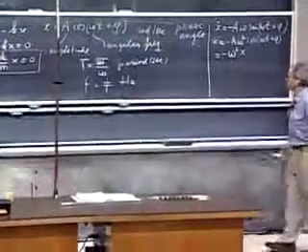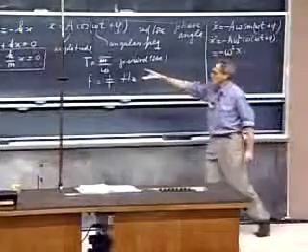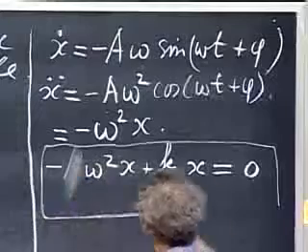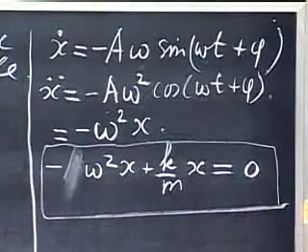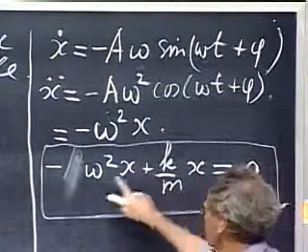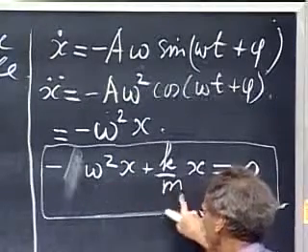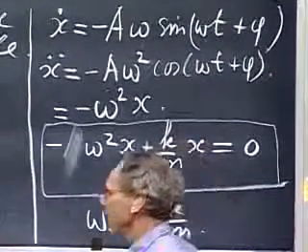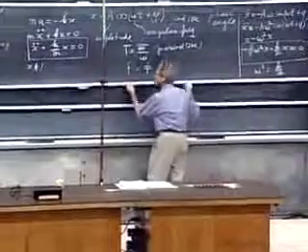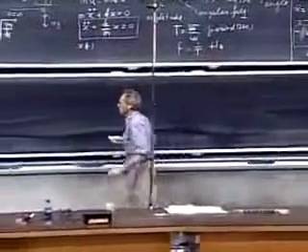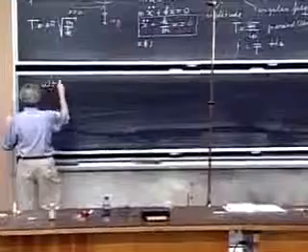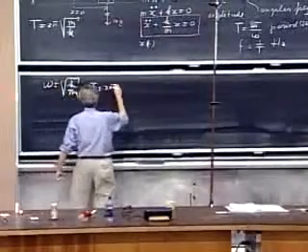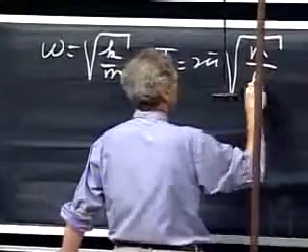So now I'm ready to substitute this result into that differential equation. This must always hold for any value of x, for any moment in time, and therefore the only way that this can work is if omega squared is k over m. So omega squared must be k over m. And therefore, we now have the solution to this problem. So we have omega equals the square root of k over m, and the period is 2 pi times the square root of m over k.